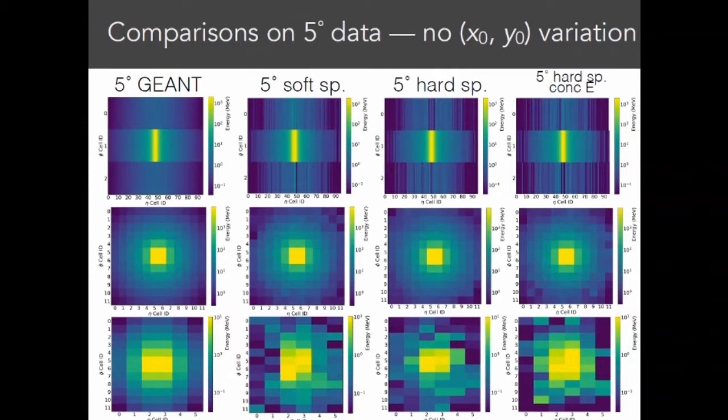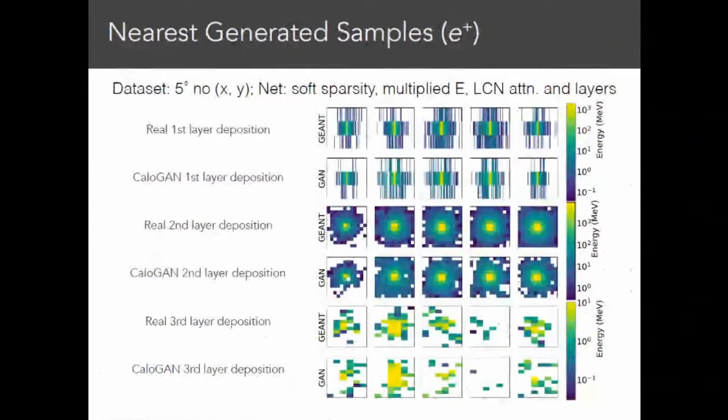And something you do in GANs to validate how well you're doing, not at the global level but at the individual level, is you look at nearest neighbors. So when we look at varying the angle and look at the nearest neighbors under that, we actually find very nice preservation of rough sparsity levels. We have a very nice understanding of sparsity in the second layer. The third layer obviously has low energy deposition, so it's a little harder to model, but it's definitely very encouraging.